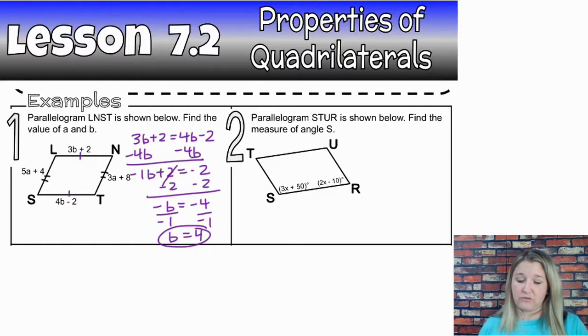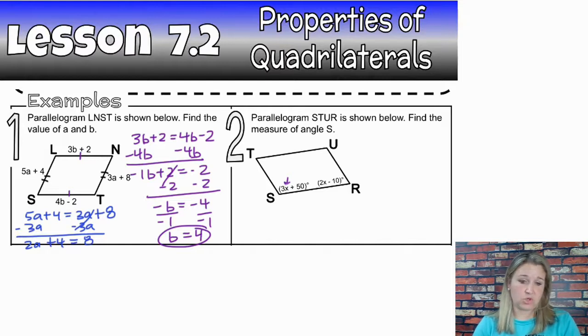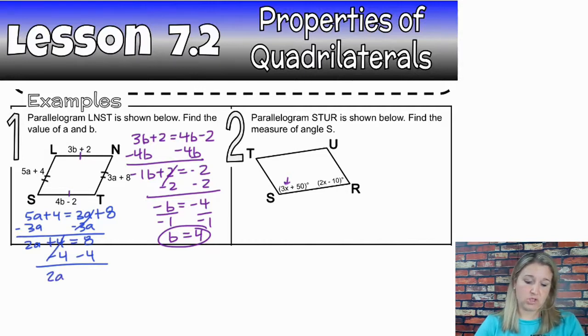Now I'm going to figure out the value of a. So 5a plus 4 has to be equal to 3a plus 8. I'll move over my 3a, and so 2a plus 4 is equal to 8. Then I'm going to subtract 4 from each side, and I get 2a is equal to 4. Then divide by 2 on each side, and a is equal to 2. And I can stop there since it's just asking for the value of a and b.